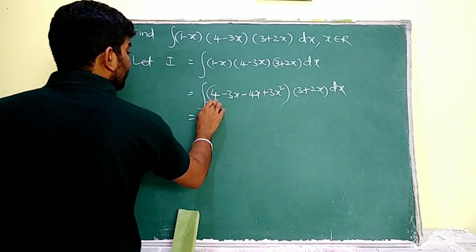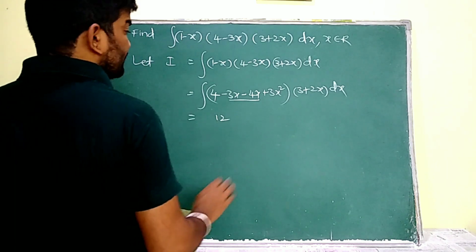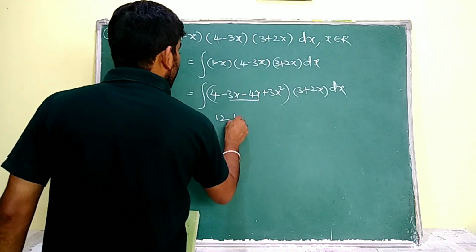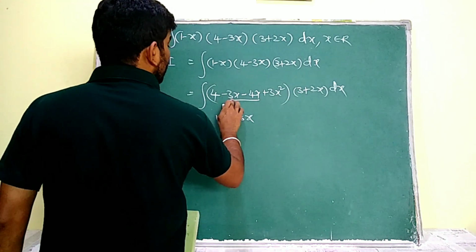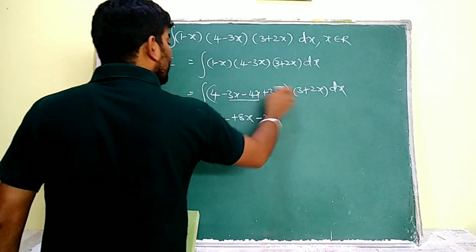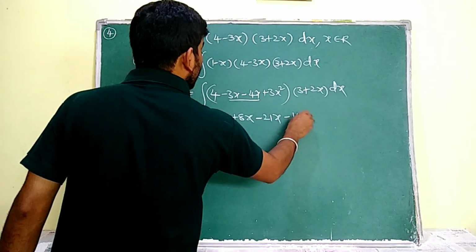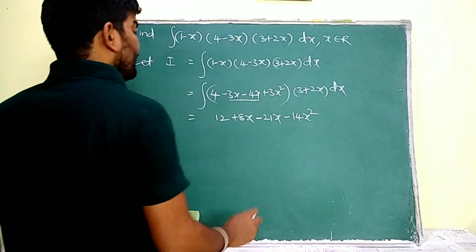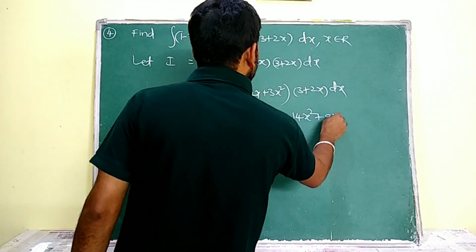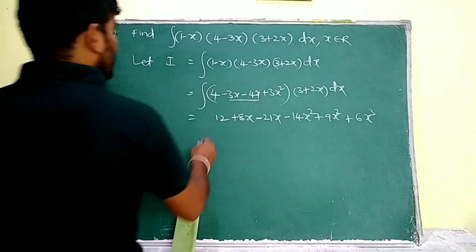It is 4 into 3, 12. This entire minus 7x, remember that. 4 into plus 2x, 8x. Next minus 7x into 3, minus 21x. Minus 7x into 2x, minus 14x square. Again 3 into 3, 9x square. That is 6x cube.